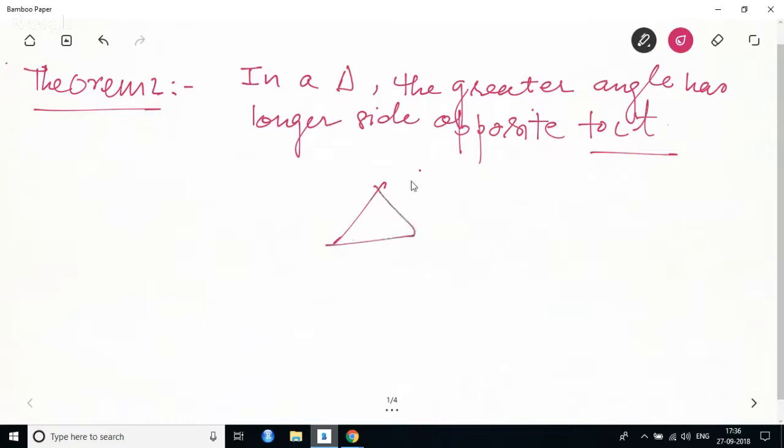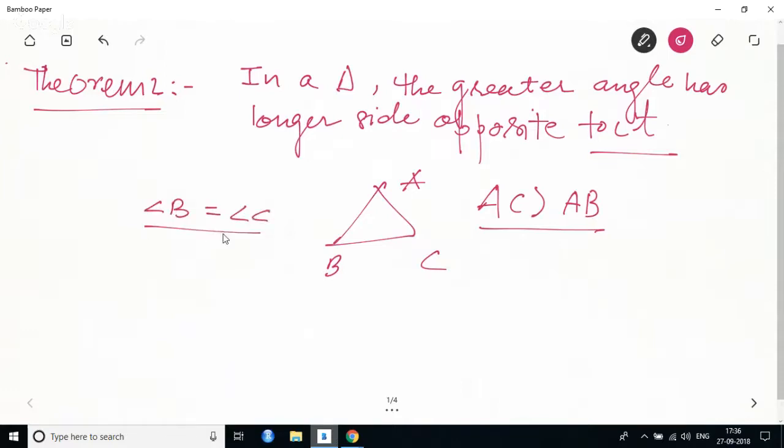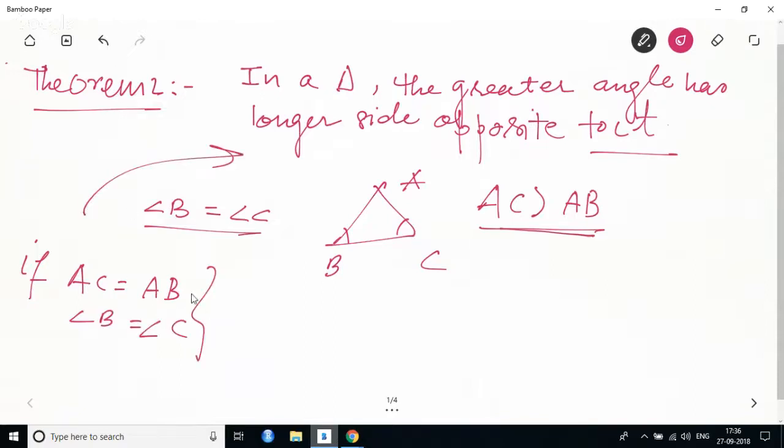So I have a triangle ABC where it has been given that B is greater than C. So I have to prove that AC is greater than AB. So there are three scenarios. AC could be equal to AB. If AC is equal to AB, so isosceles triangle, B and C both would be equal, which goes opposite to what I have assumed here. Is it okay?